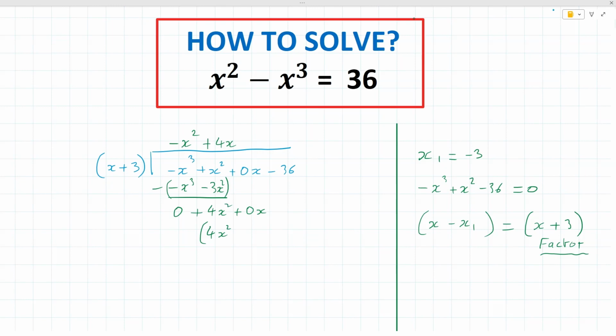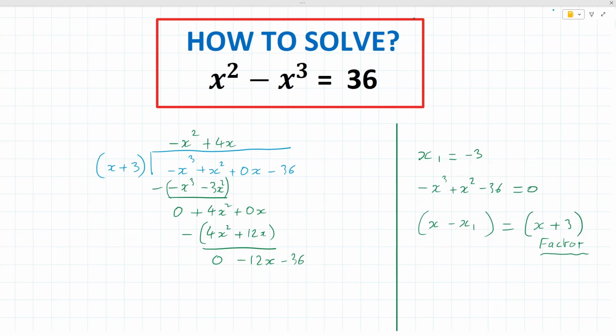Exactly like normal long division. And then 4x times 3 is 12x, so plus 12x. Remembering here to do this line minus that line so that we get 0x squared, sorry, and then 0x minus 12x is going to be negative 12x. And then we can drop the minus 36 down.